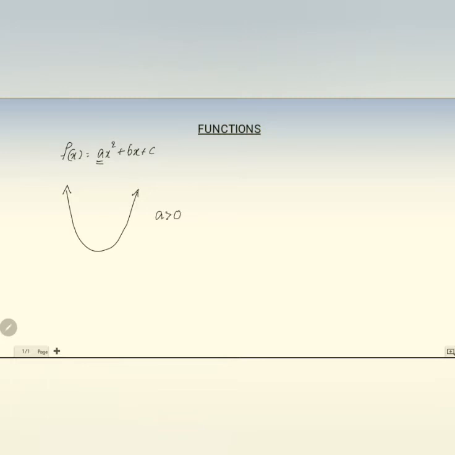A is positive. The sign of a, you have to check it. If a is positive, when you draw, you will get this graph. And this graph has a minimum turning point. See here. And this is concave up shape. Concave up or open up. We can call it by different names, concave up or open up.